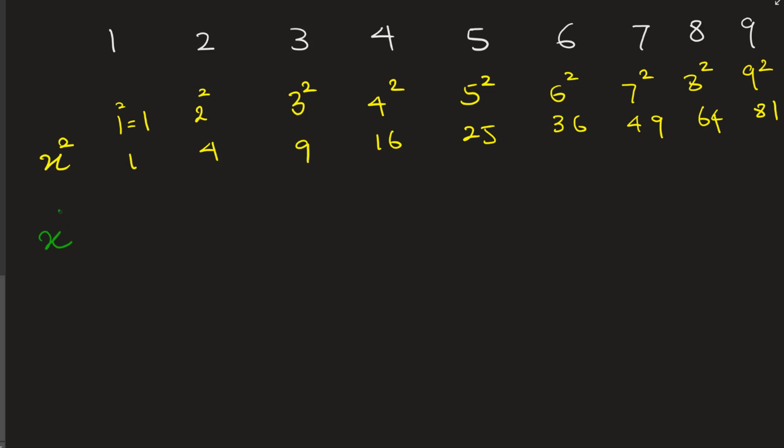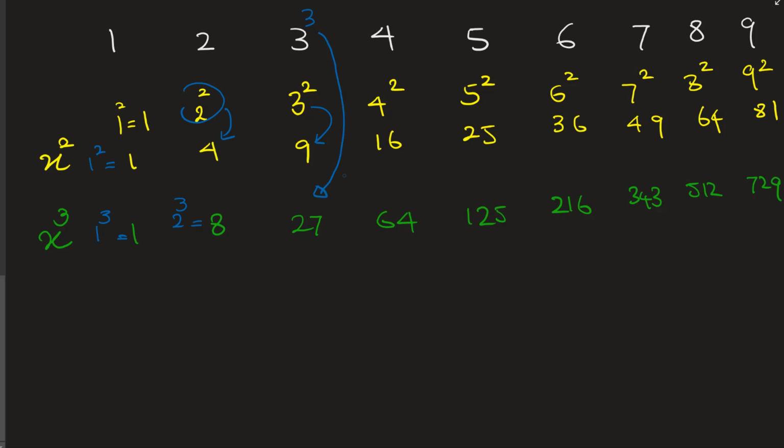Now we also want to know the power of 3, right? X cubed. So 1 cubed is 1, 2 cubed is 8, 3 cubed is 27, 4 cubed is 64, 5 cubed is 125, and so on, and then 9 cubed is 729. So you want to write these in an order, in a meaningful way, so you can use it when you solve problems without a calculator, right?